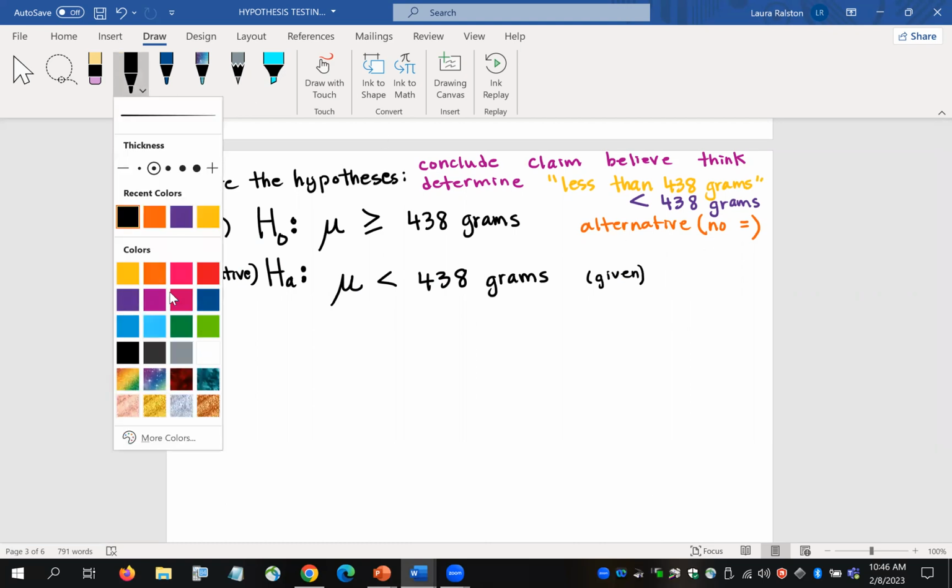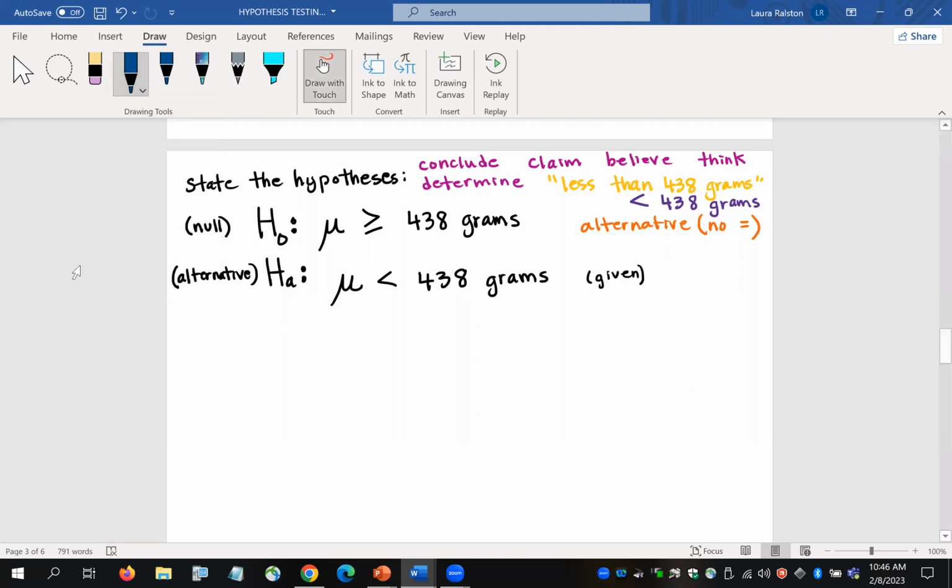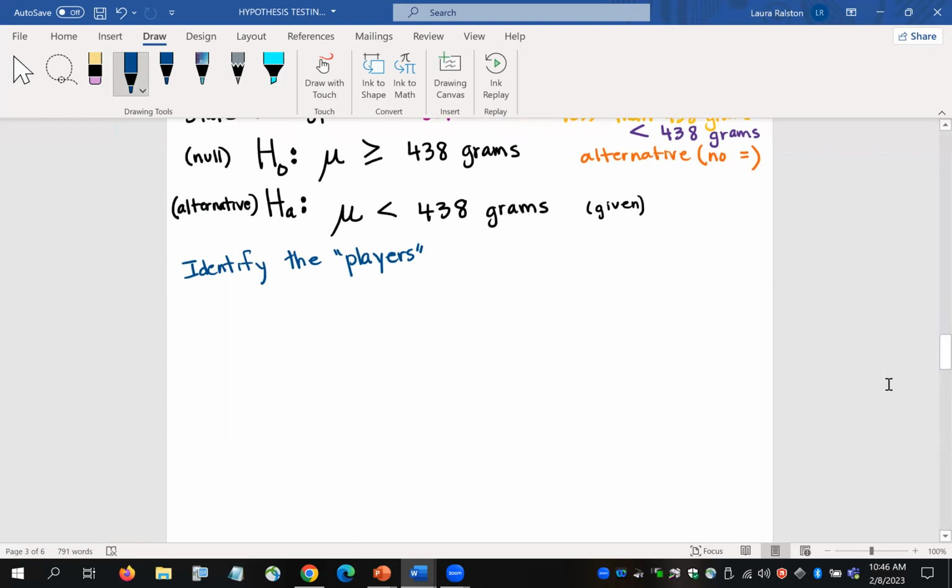The second step is, I call it, identify the players. You have to identify all of those given statistics. Okay, so the players are the given information or the statistics from the problem.